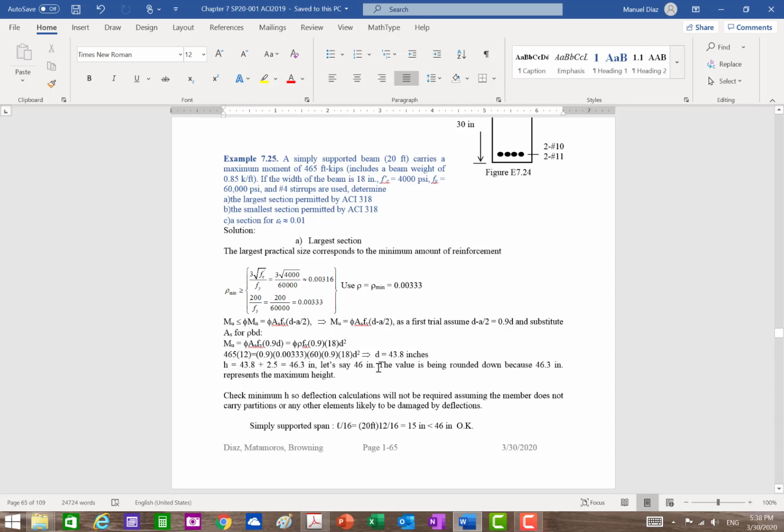So we got the value. We don't know how good it is. Do we have to check deflections or not? I don't know.